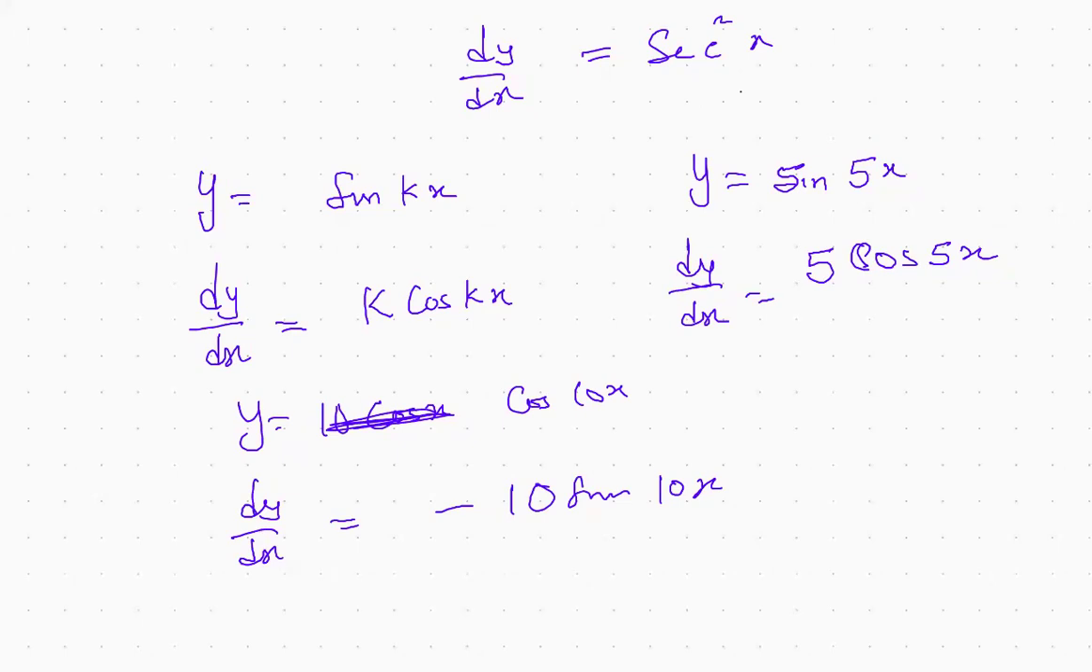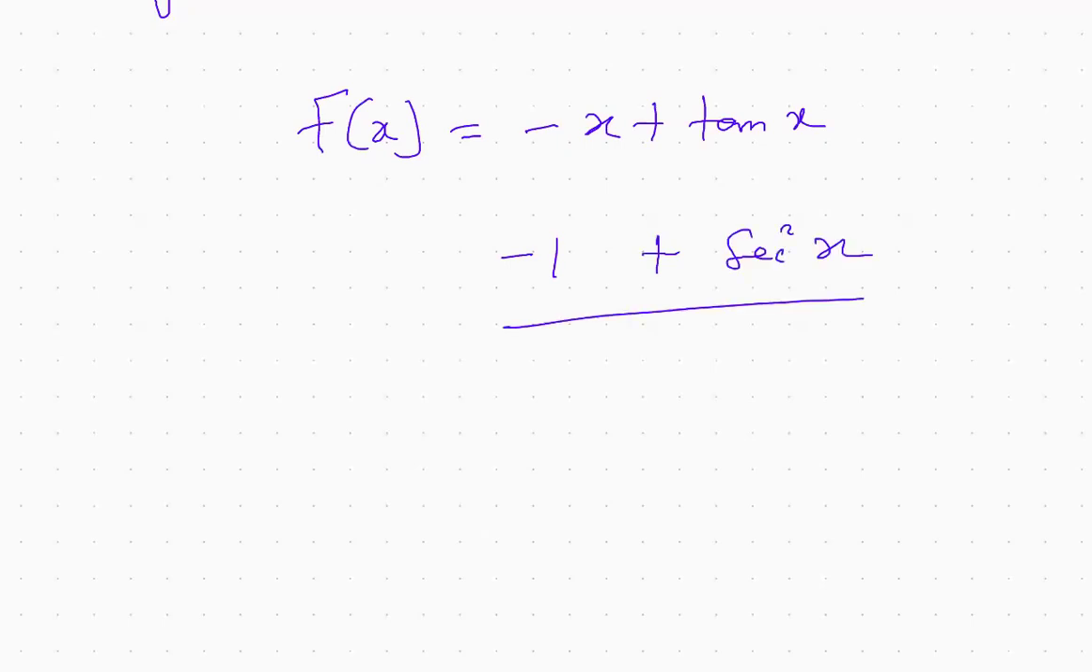If you're asked to do f of x equals minus x plus tan x, you have to differentiate it separately. This one is going to give you minus 1, and don't forget that differentiating tan x gives you sec squared x. It goes on like that in different situations.